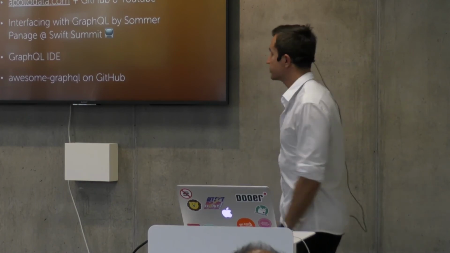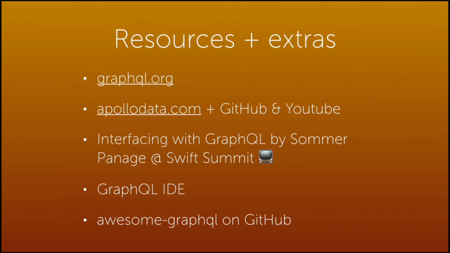So if you're interested and you want to check out some more, I suggest you go to graphql.org and to apollodata.com. Apollo has some great stuff on their GitHub organization. They also do a lot of community talks, so they have a YouTube channel for that. If you thought I was just rambling too much, or you want to watch somebody else speak about basically the same thing, you can check out Summer Panard's talk at Swift Summit a couple of months ago.